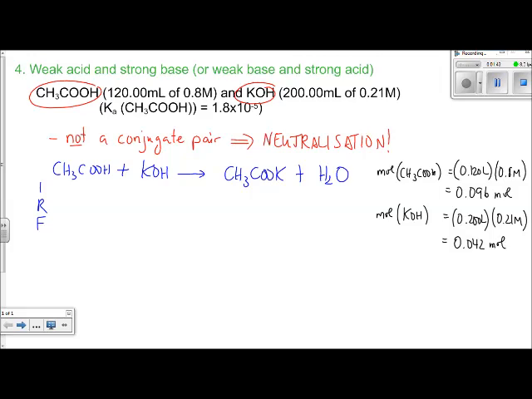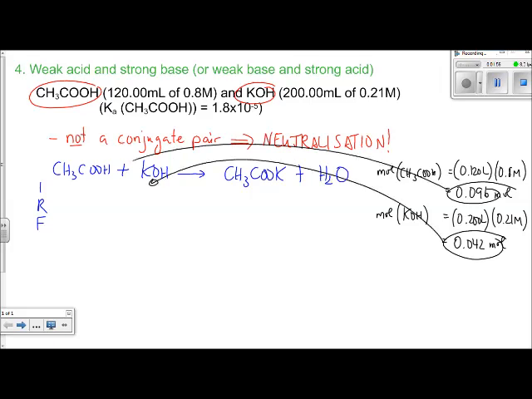We know these two reactants will neutralize one another. The question is what's left at the end of the reaction. So we put the initial moles into our IRF table, and because these react in a 1-to-1 ratio, we can see pretty clearly that the KOH is limiting, and there will be acetic acid left over or in excess at the end of the reaction. However, there will be no KOH left, called the limiting reactant.